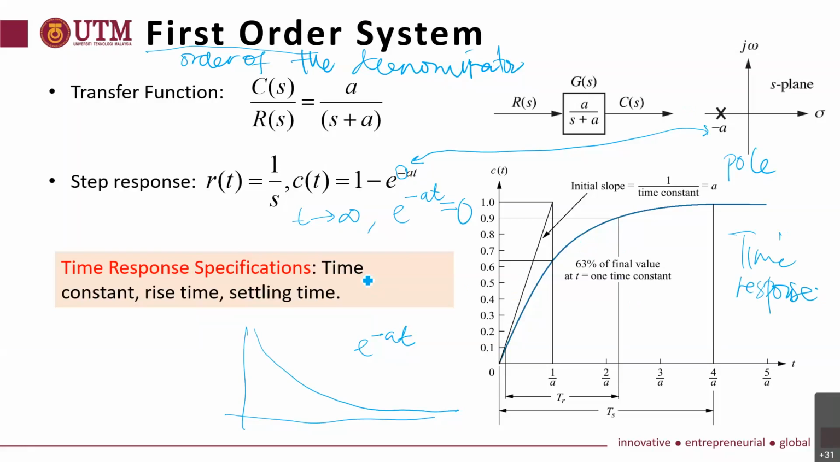And normally we calculate these three things: time constant, remember tau, time constant, rise time, TR, and settling time, TS, with their formulas. So you have to know the formulas and you have to know the definitions. For example, time constant is 63% of the final value. Settling time is within 2% of the final value. That is the first order system.